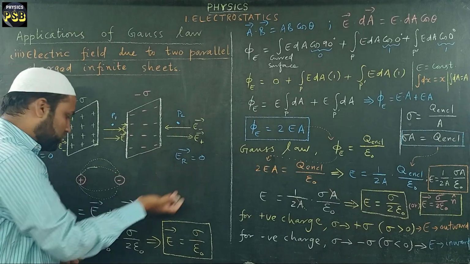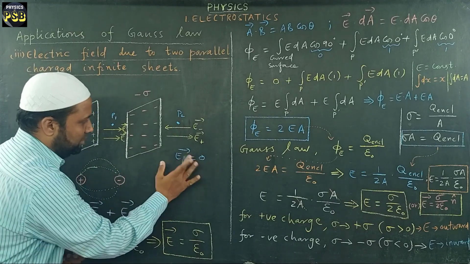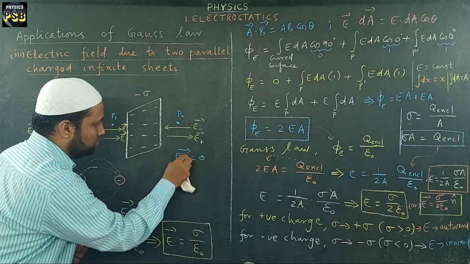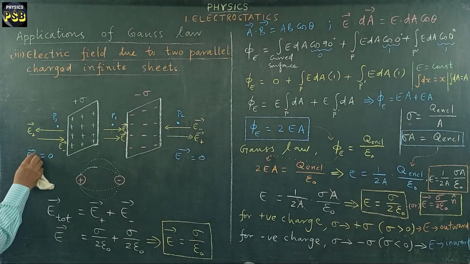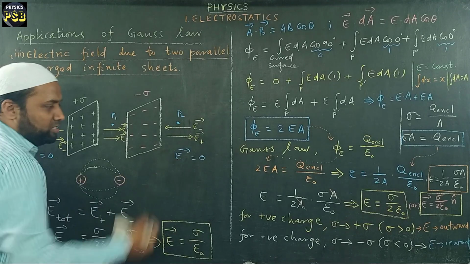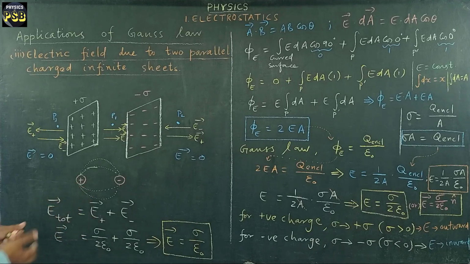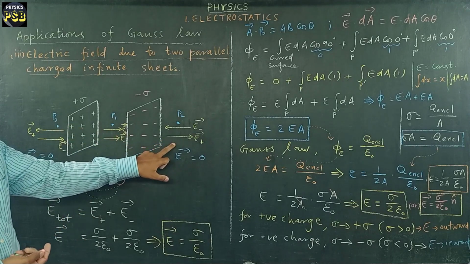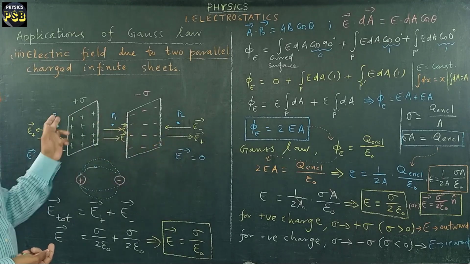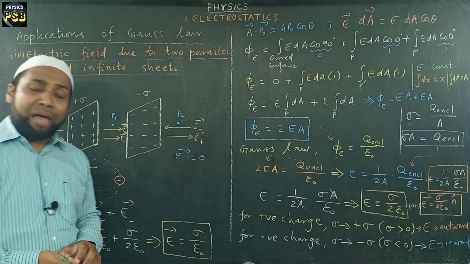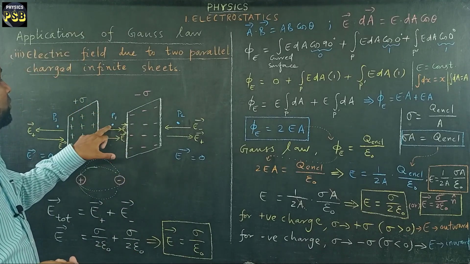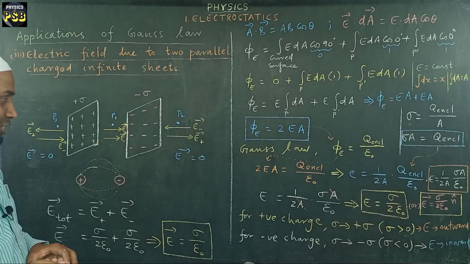Instead of E vector you can also take it as just E. The same here as well. So E vector is 0 here, here also it is 0. So from this we understand that there is no electric field at a point outside the two parallel charged sheets, whereas the electric field is present between these two parallel charged sheets.